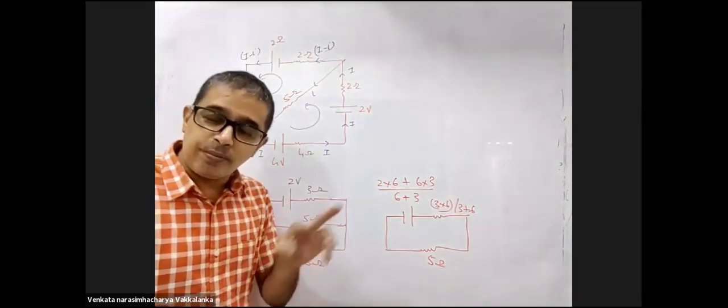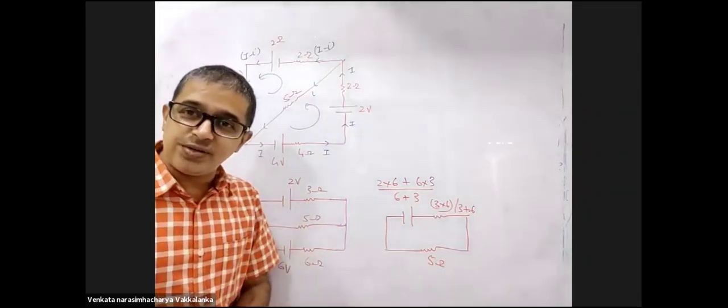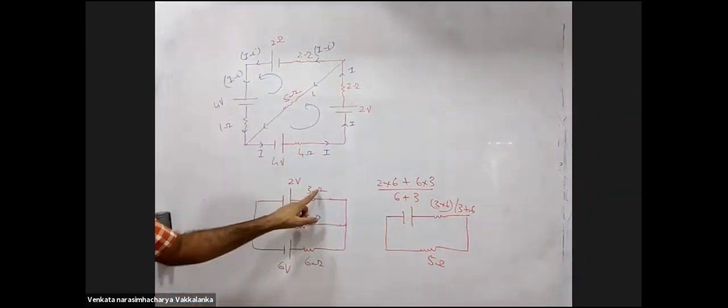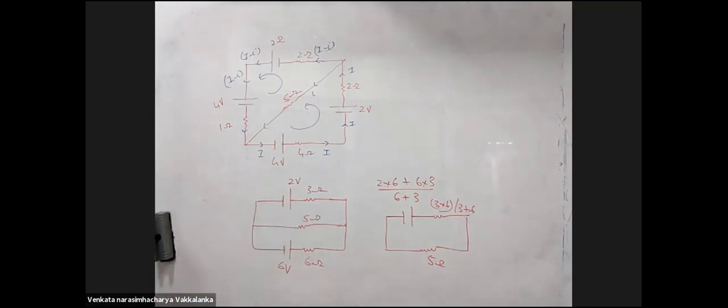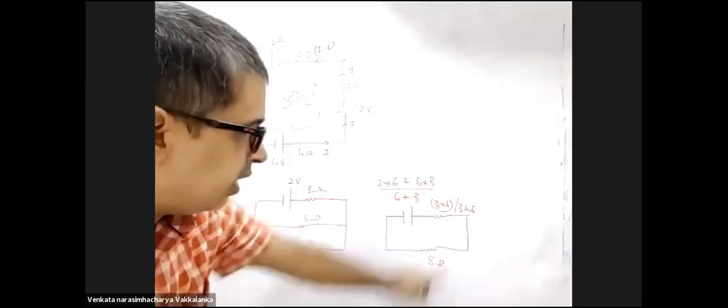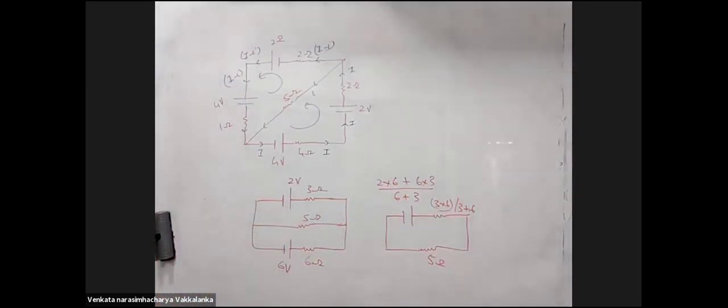Understood how to use the parallel batteries? E1 R2 plus E2 R1 upon R1 plus R2. 2 into 6 plus 3 into 6 upon 3 plus 6. R equivalent is R1 R2 upon R1 plus R2.